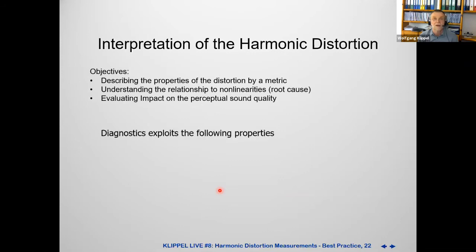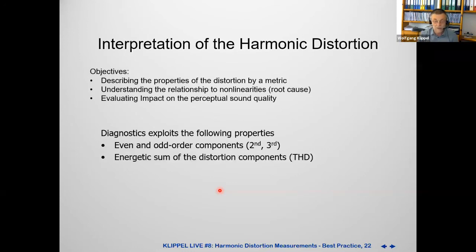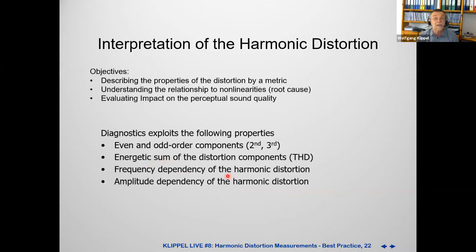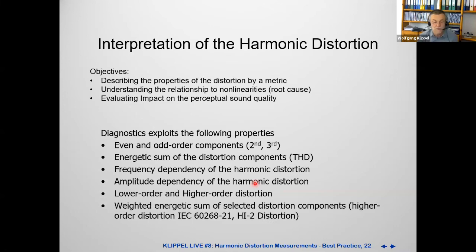So we are exploiting the following properties. We are speaking about even and odd order: second is even, third is odd, and so on. Then we are speaking a little bit about the THD, which is an energetic sum of distortion components, and then the frequency dependency of the harmonics and the amplitude dependency of the harmonics, and of course low order and higher order harmonics. And then of course some interesting metrics, the energetic sum of different harmonic distortion components. I'm coming to that very soon.